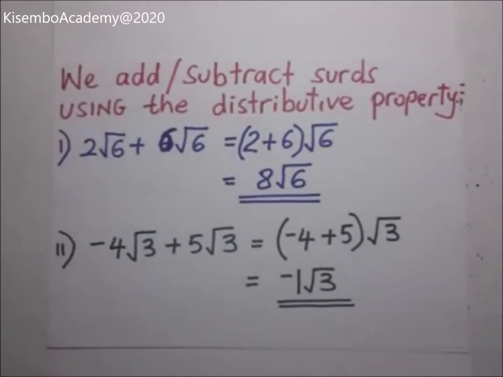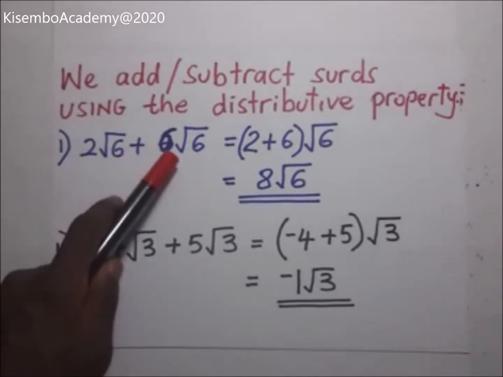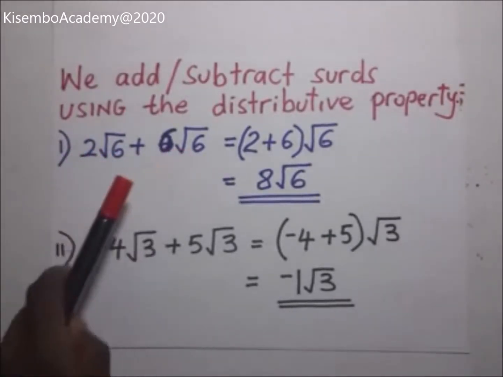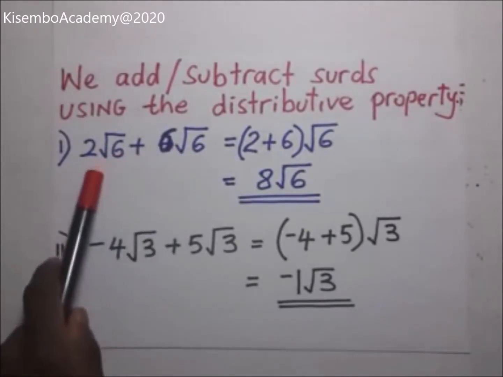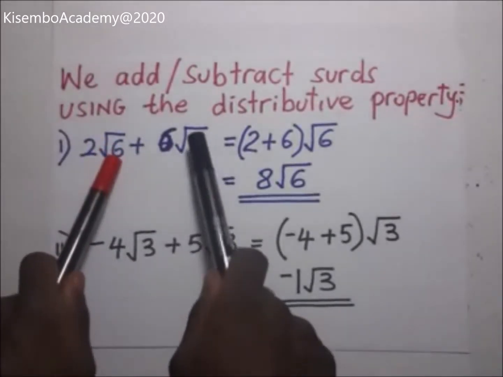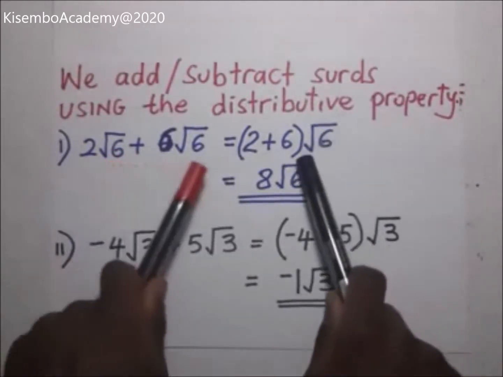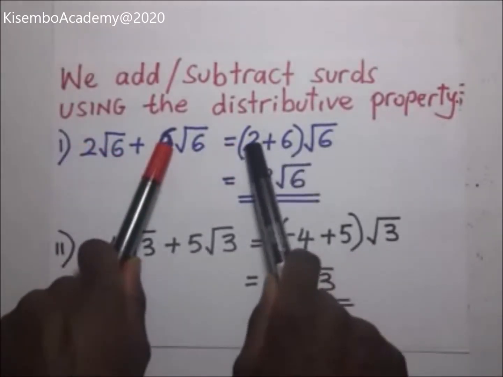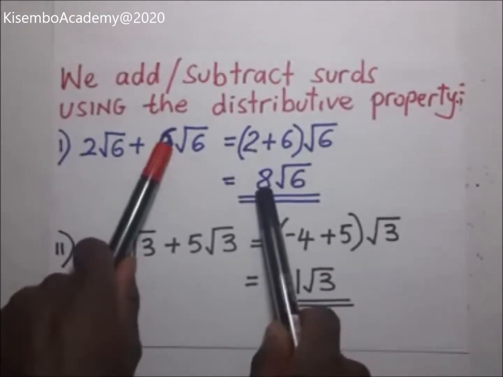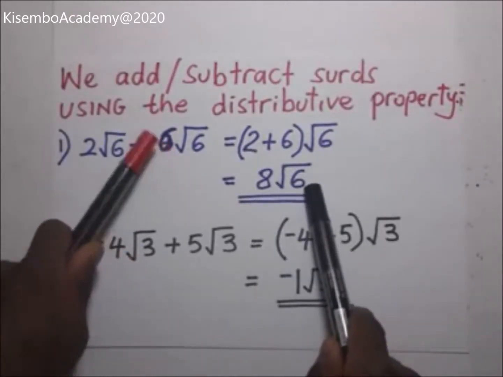An illustration on how we add and subtract surds. In our first number, we have 2 root 6 plus 6 root 6. And we use the distributive property. We are having root 6 as the common term here, which is the like term. We put it outside the brackets, and in the brackets we are having 2 plus 6. And that's how we end up with 8 root 6.